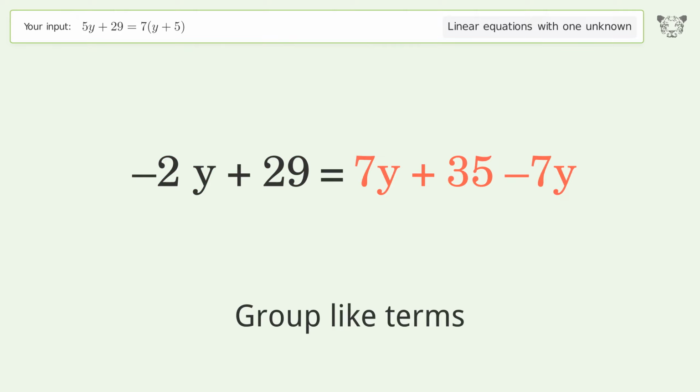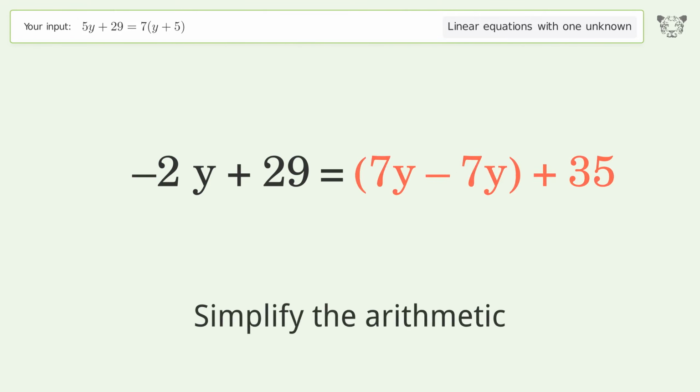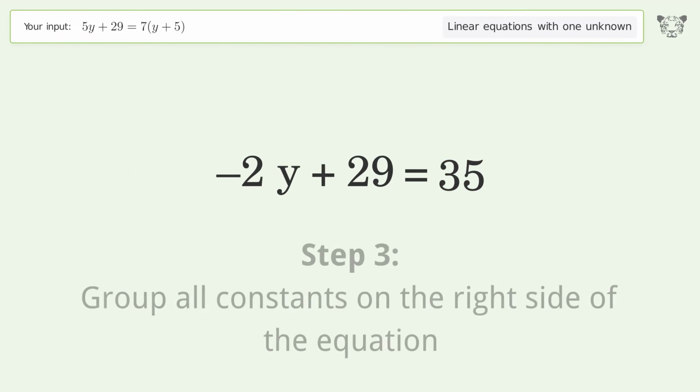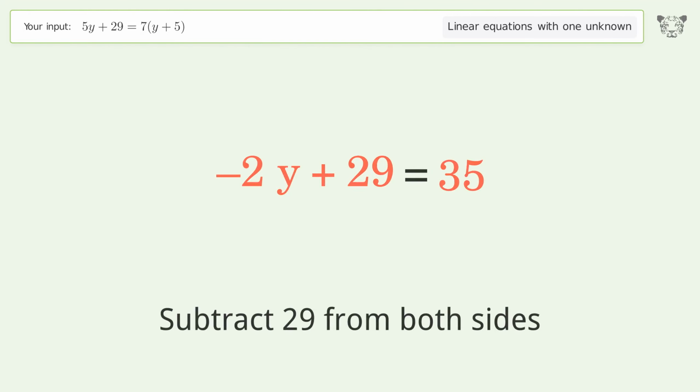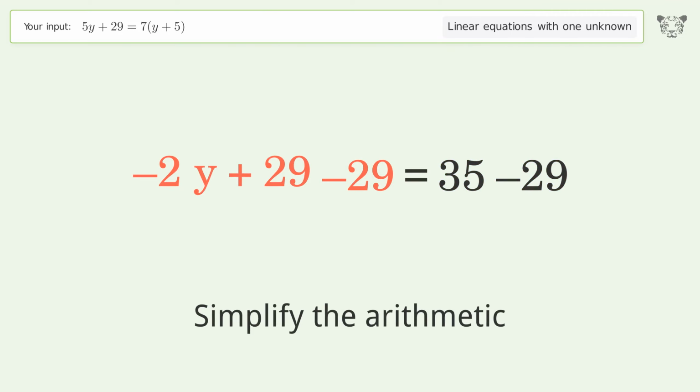Group like terms. Simplify the arithmetic. Group all constants on the right side of the equation. Subtract 29 from both sides. Simplify the arithmetic.